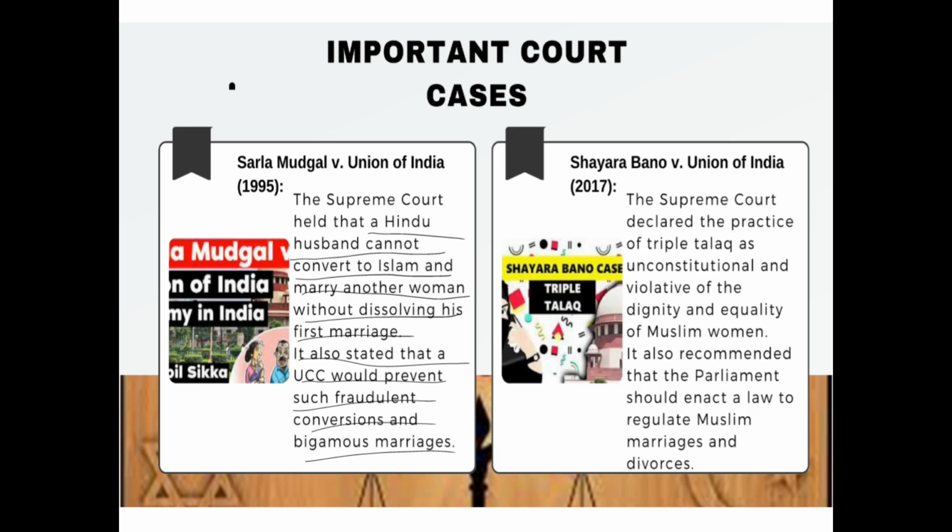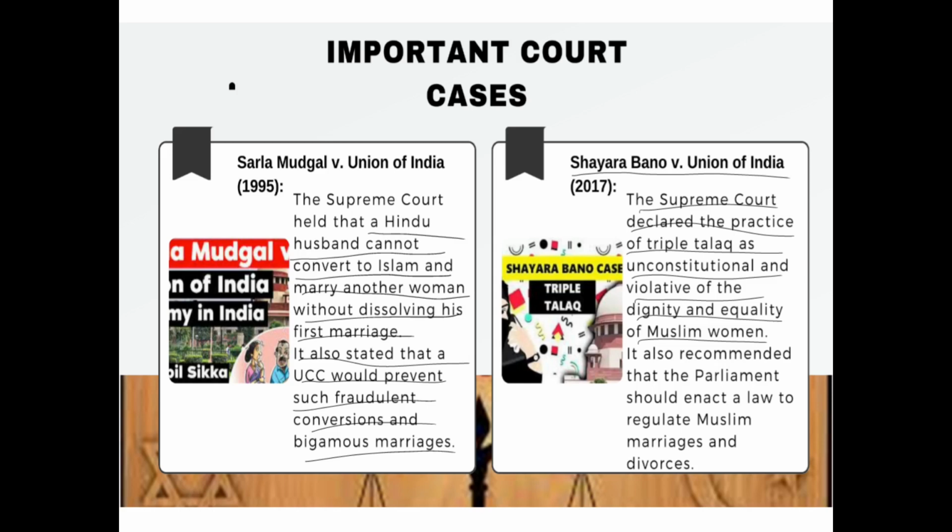So in both these cases, the Shah Bano case as well as the Sarla Mudgal case, the Supreme Court has tried to promote the concept of uniform civil code. There was another historic case, Shayara Bano versus Union of India. During this, the Supreme Court declared that the practice of triple talaq is unconstitutional and violative of the dignity and equality of Muslim women. So the Supreme Court nullified it and said that triple talaq cannot be practiced in a country like India, which ensures justice and equal rights to women. So this was a historic moment.